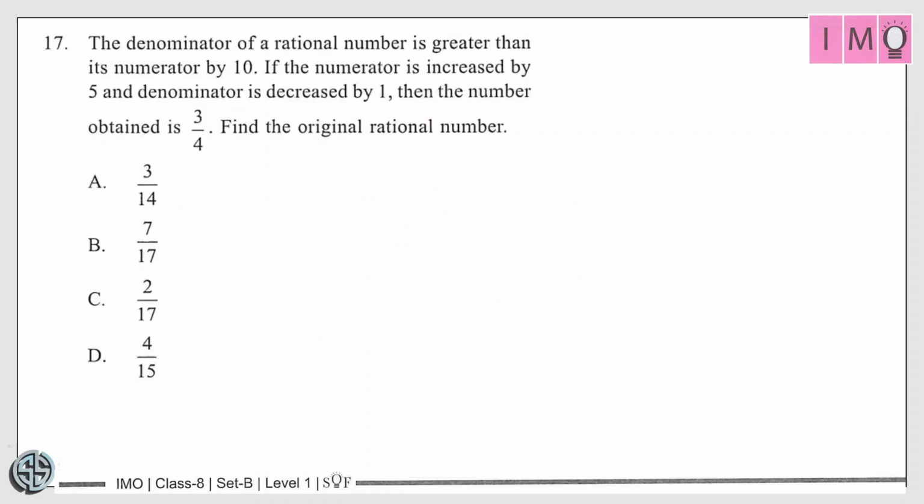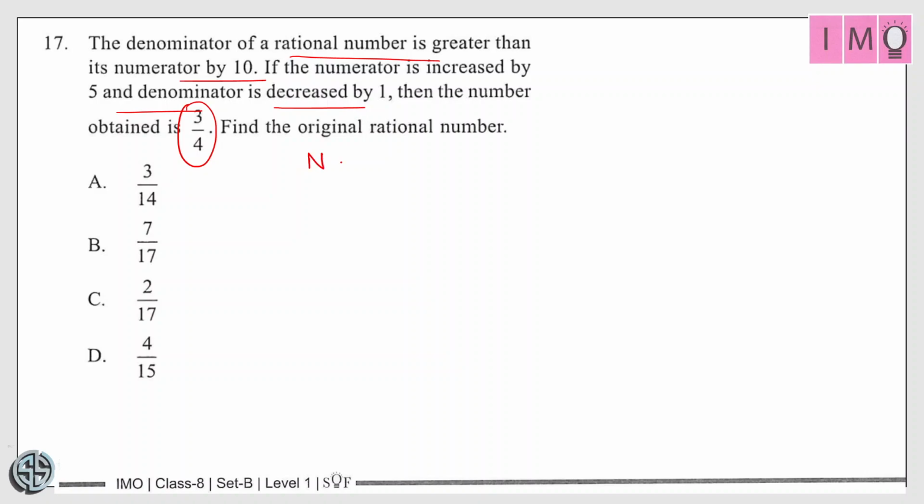Okay, now let's move to the next question. Here it is given the denominator of a rational number is greater than its numerator by 10. If the numerator is increased by 5 and the denominator is decreased by 1, then the number obtained is 3 upon 4. You have to find the original rational number. So let's start the question.